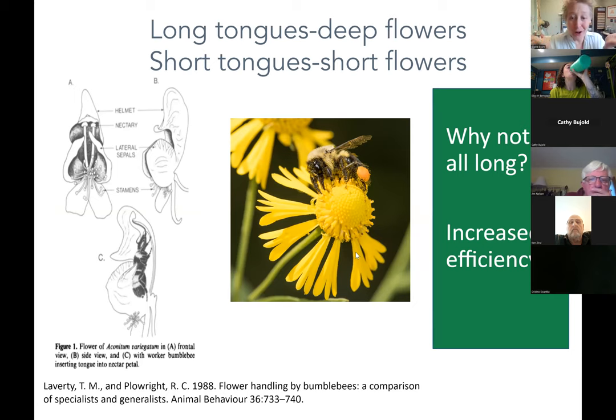So why not all have long tongues? These bees that have the long tongues, they're able to go into these flowers that have the long tubes. So it seems like if you have the long tongue, you can just get to all those flowers, but it actually does decrease their ability to be efficient with the shorter flowers. The long tongue bees are really efficient on the deep flowers, and the short tongue bees are really efficient on short flowers. You can go to the next one.